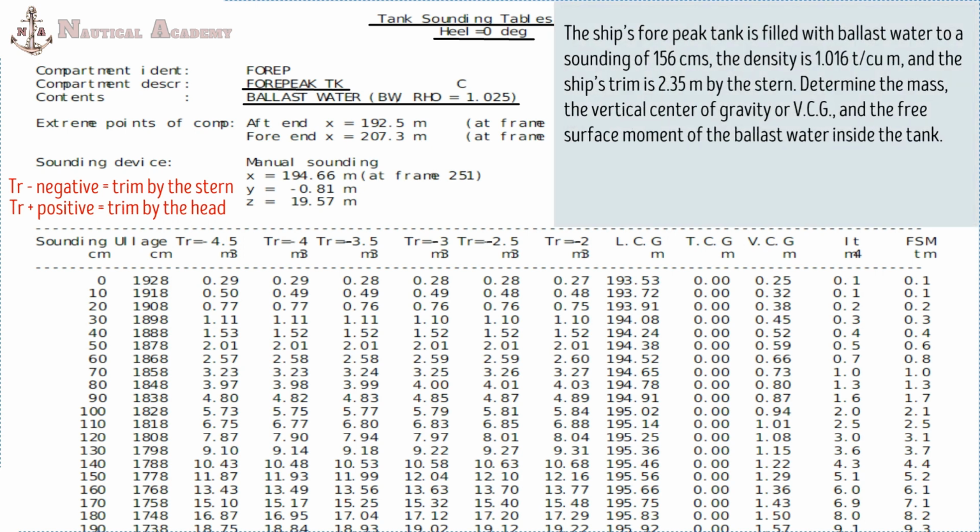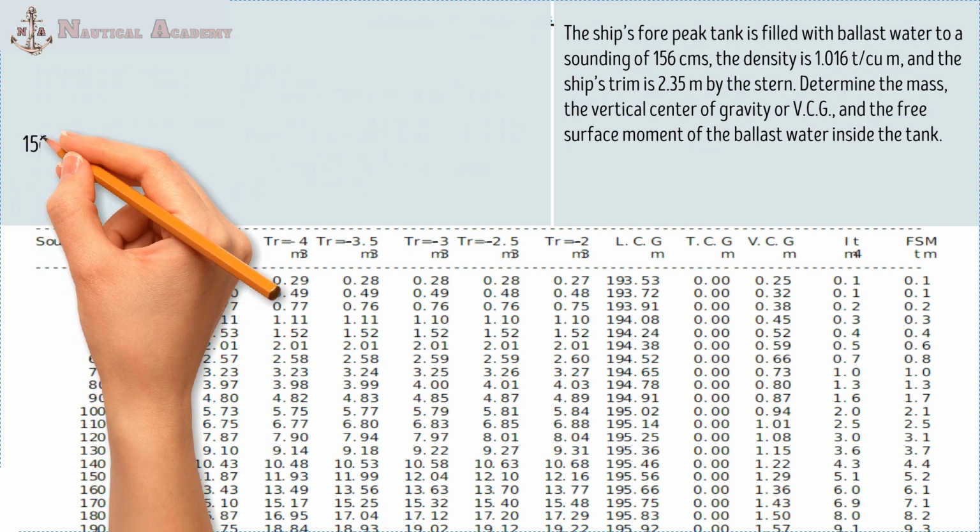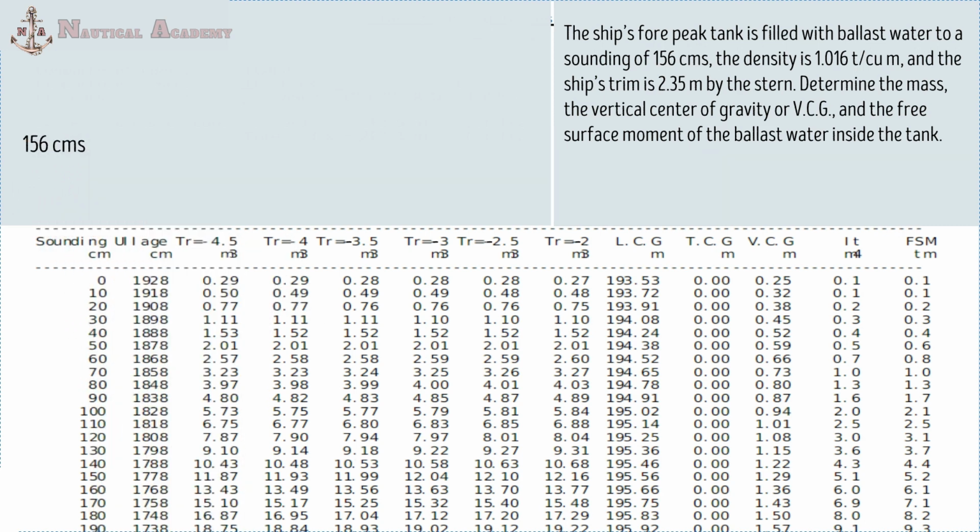The ship's forepeak tank is filled with ballast water to a sounding of 156 centimeters, the density is 1.016 tons per cubic meter, and the ship's trim is 2.35 meters by the stern. Determine the mass, the vertical center of gravity or VCG, and the free surface moment of the ballast water inside the tank. The first step is to find the value of the volume of ballast water inside the forepeak tank.